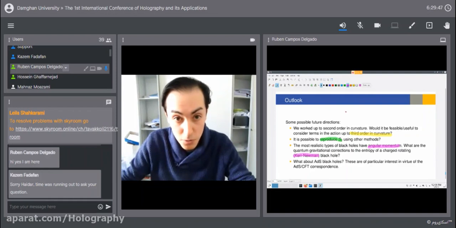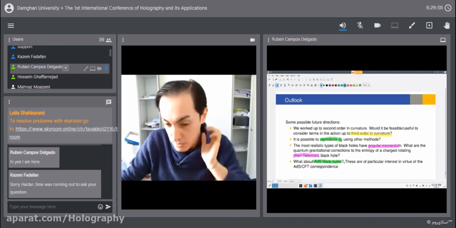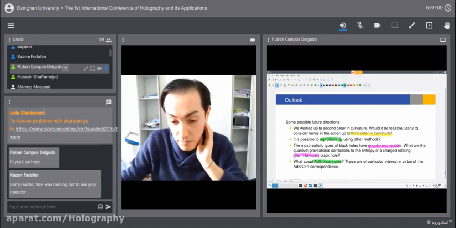And finally, one could also have a look at the so-called AdS black holes, computing the quantum correction to the metric and entropy for this type of black holes, which, although they are not astrophysical, are of particular interest by virtue of the AdS/CFT correspondence.